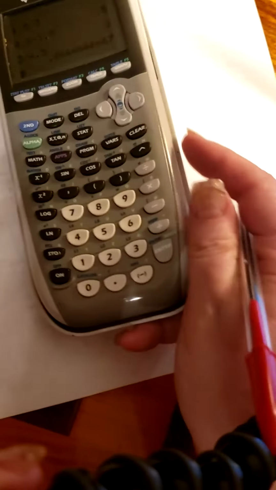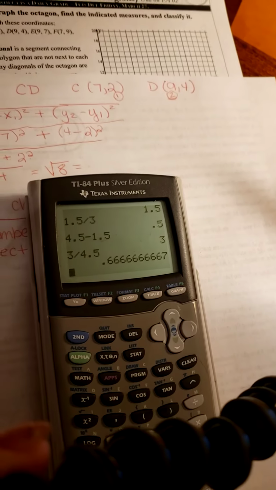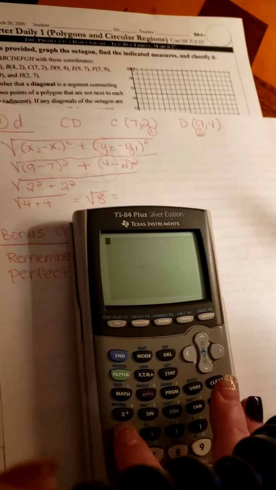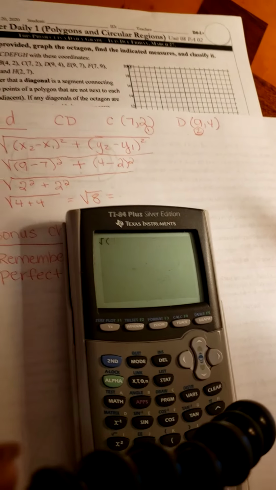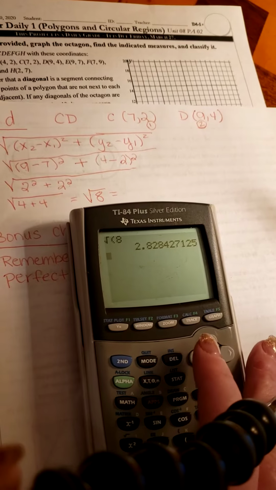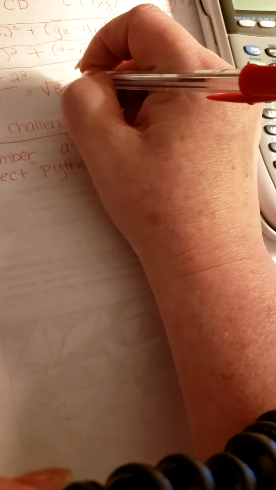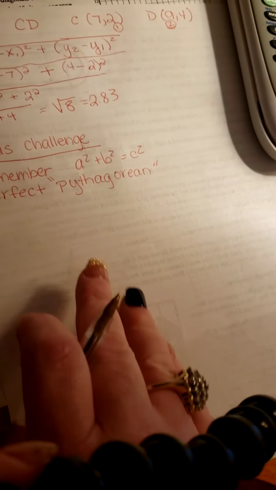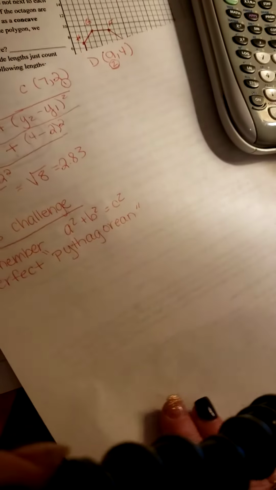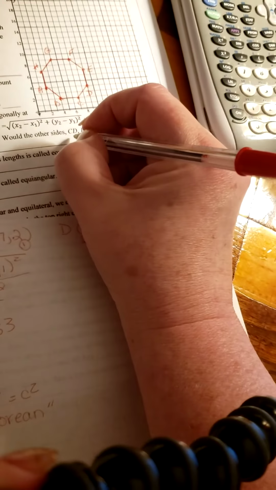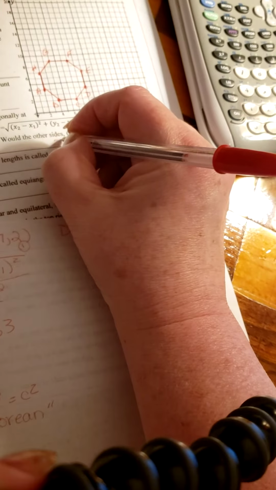alright, let me get the old calculator here. Let me clear all this. Square root of 8, and that's going to give me 2.83 if I round it, okay? Alright, so that is CD, which is where? Here. This one's 2.83.